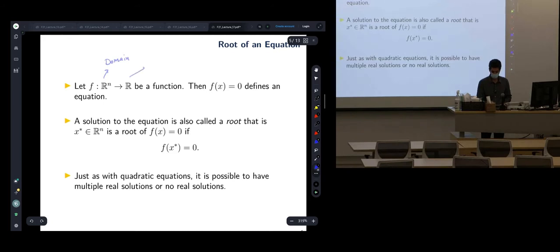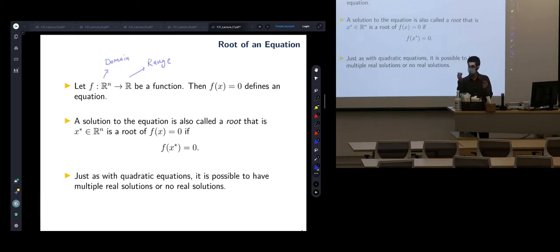and then maps it to a range. To be a function, for every element of the domain, the function should map that to only a single value in the range. So it is not a map that takes a value in the domain and maps it to multiple points in the range. That's not a function. We're going to see an example of that.